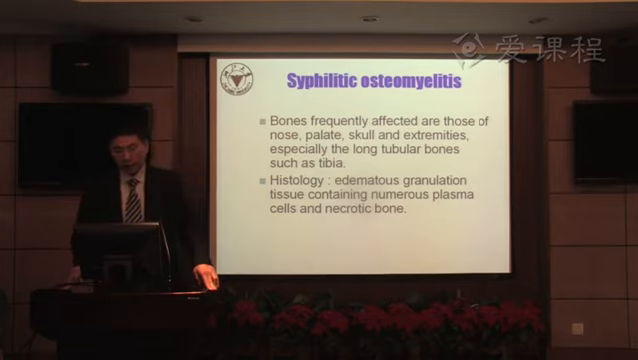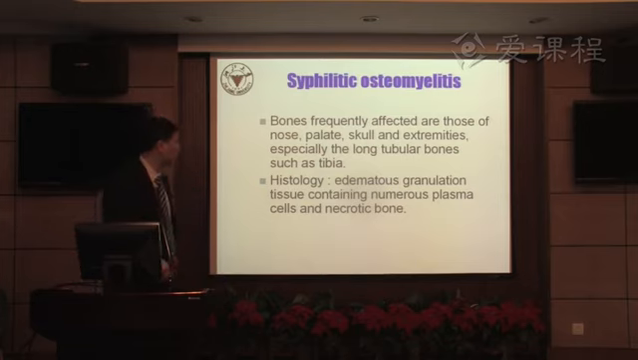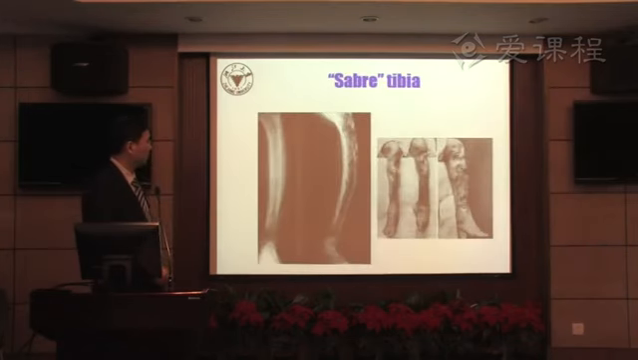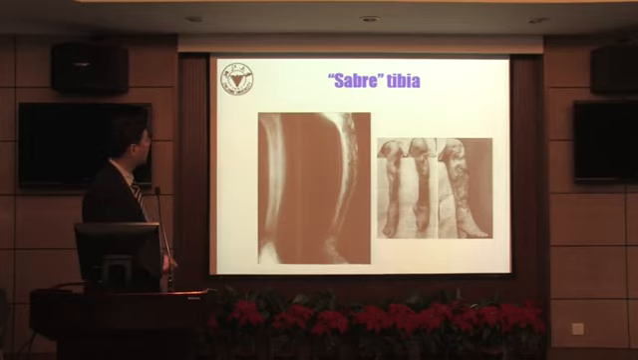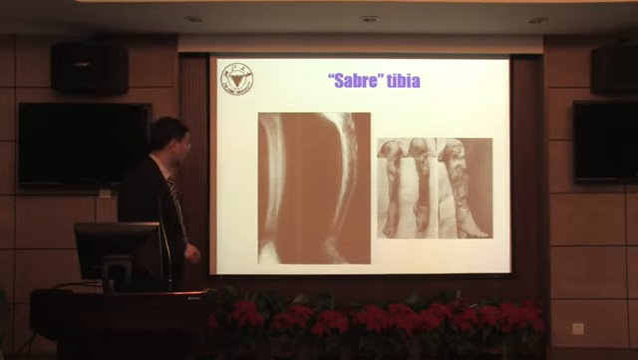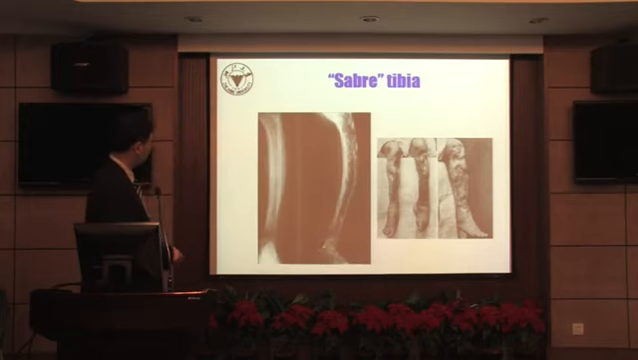The historical origin of this disease is very clear. We call it tibial saber shin osteomyelitis, and this was the symbol, actually, for this, a single tibia like this, like a saber. This is syphilitic osteomyelitis.